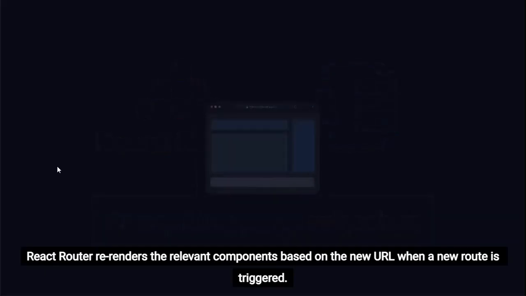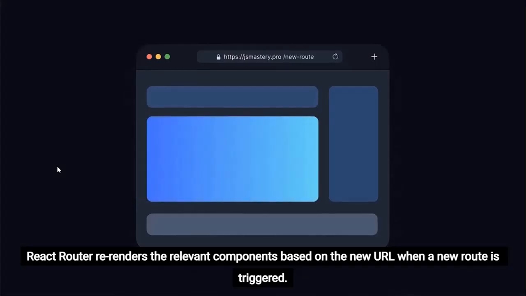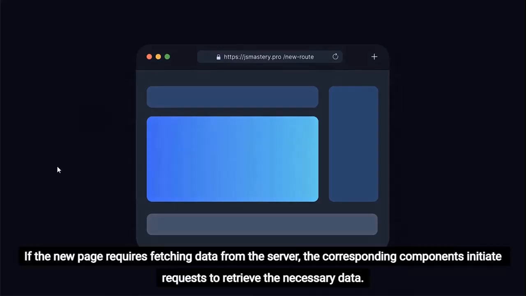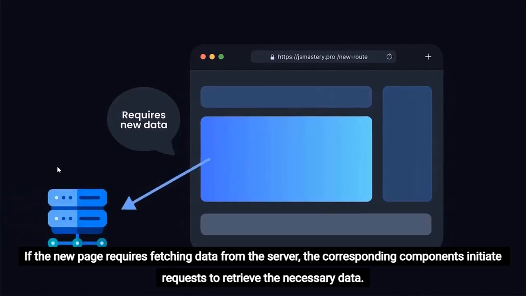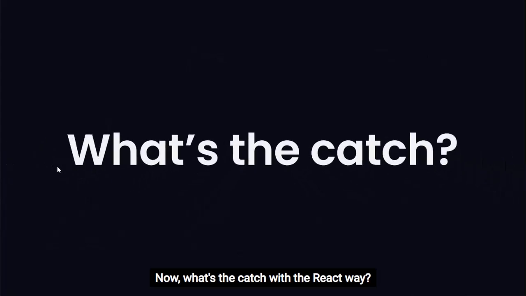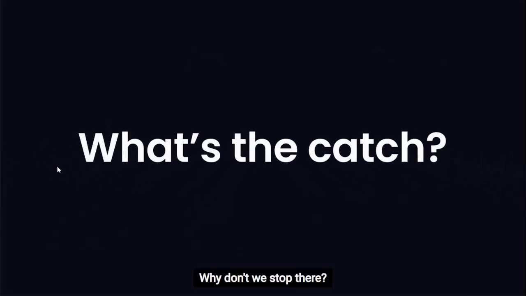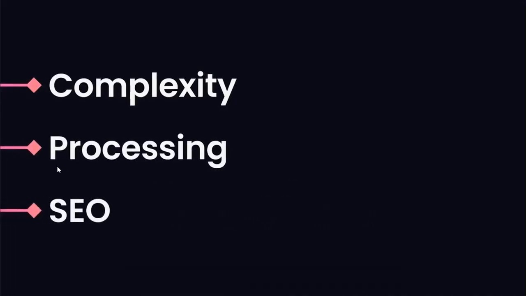React Router re-renders the relevant components based on the new URL when a new route is triggered. If the new page requires fetching data from the server, the corresponding components initiate requests to retrieve the necessary data. Now, what's the catch with the React way? Why don't we stop there? Well, let's talk about complexity, processing, and SEO.